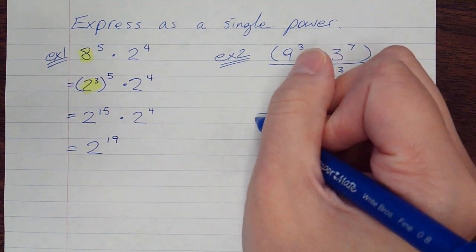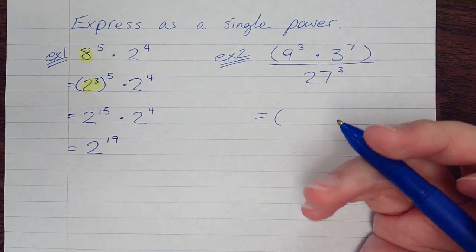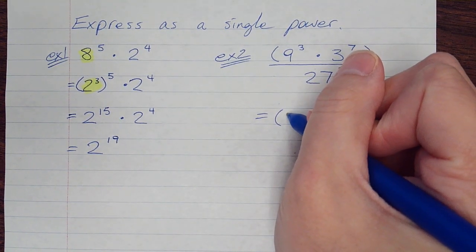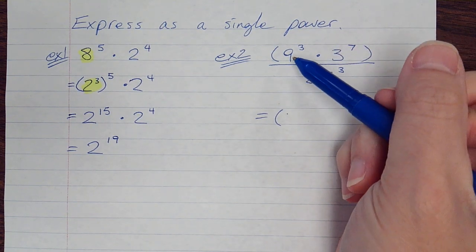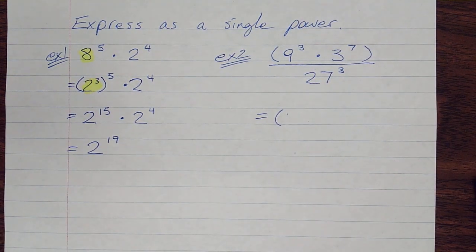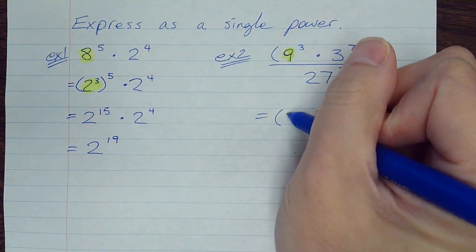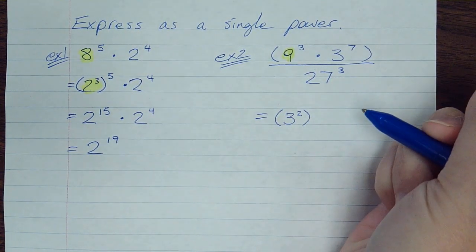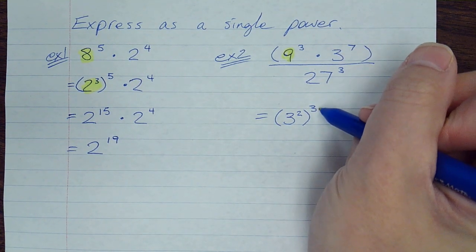Okay, Bosco, what should I change all my bases to? 3, that's right. If I need to change 9 to a base of 3, Maria? 9 is 3 to the power of 2, and then bracket. Yeah, so 9 is the same as 3 to the power of 2. Don't forget the cube on the outside.